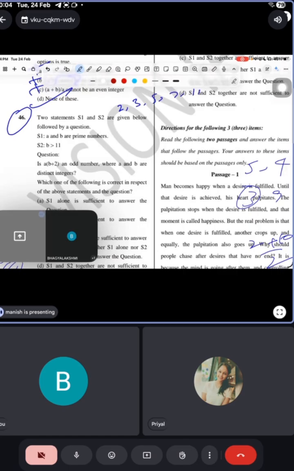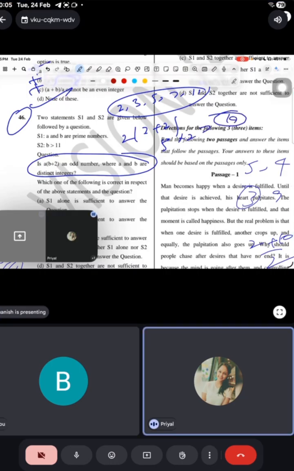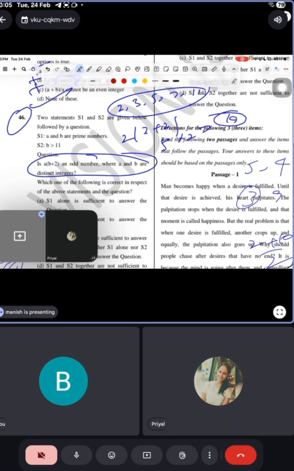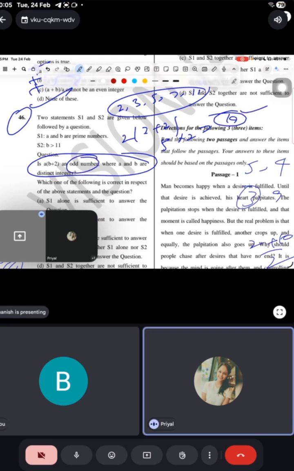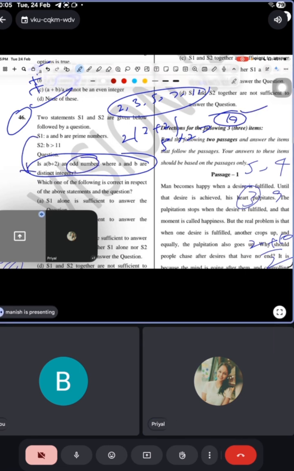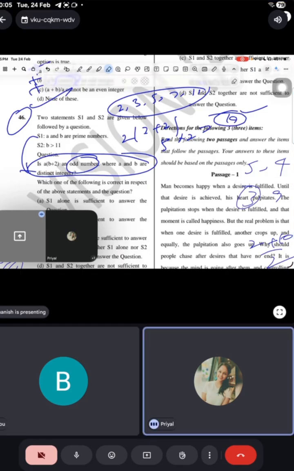Now let's analyze this statement. Suppose I take A as 2, then B I take 3 plus 2. So here 5 into 2, this is 10. It is an even number. The question is saying odd number, but if there is an even number, statement 1 is not sufficient to answer the question. If you take A as 3 and B as 13, then you can get an odd number here.